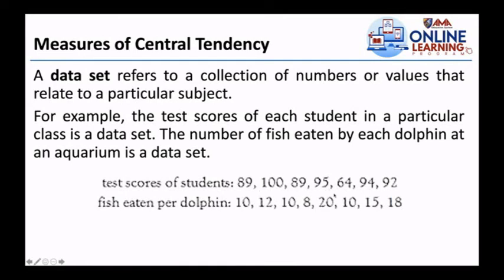These are examples of data sets. If you look at it, there are just a few, but in reality, there will be a lot. Just for you to understand the concept, we'll deal with a few data values. We have your sample test scores of students, fish eaten per dolphin. But of course, there's an objective why you have to collect this data. There must be an objective to help you in decision making.